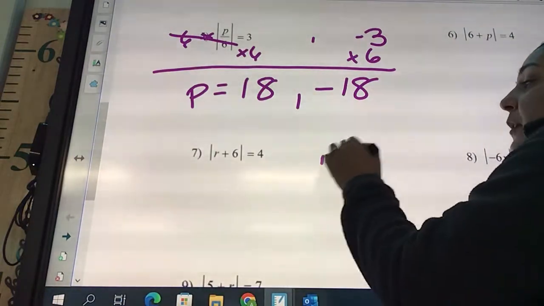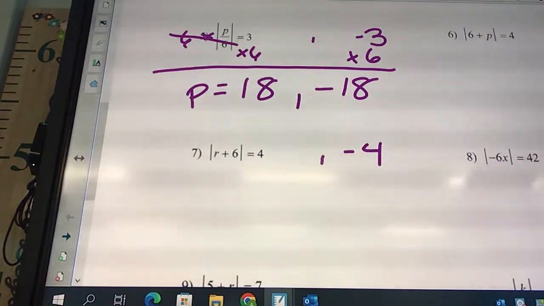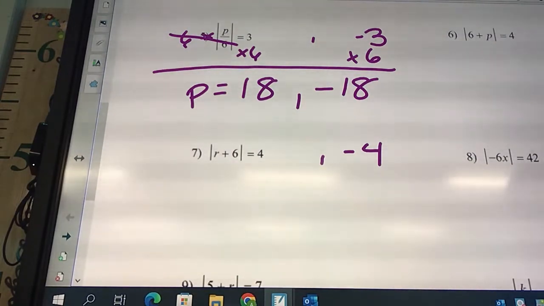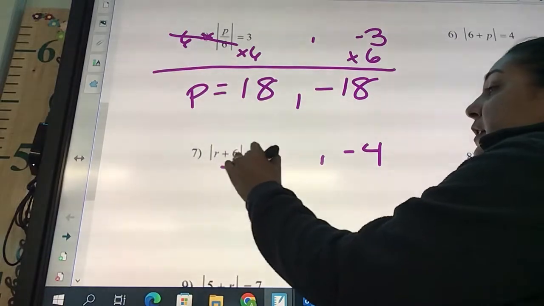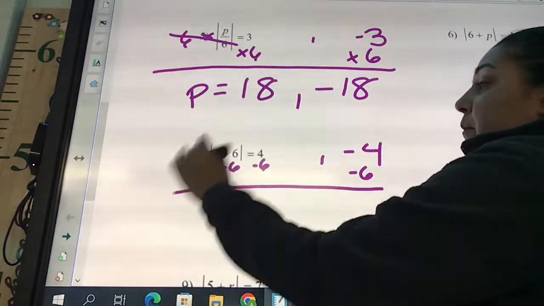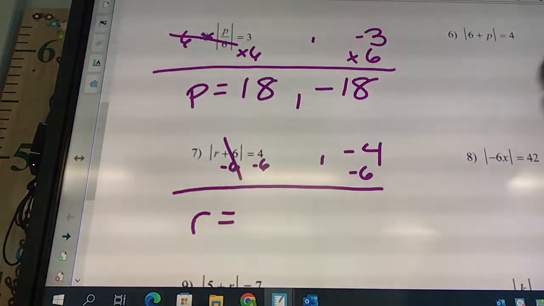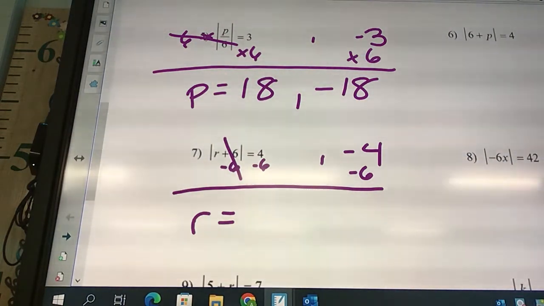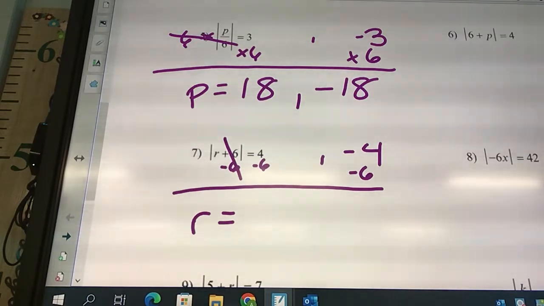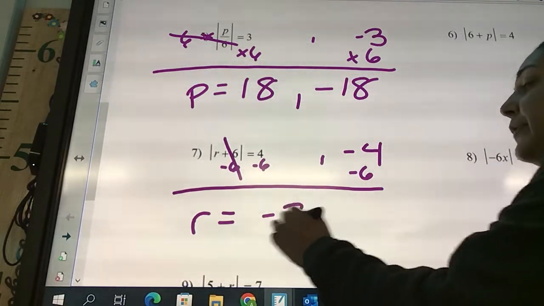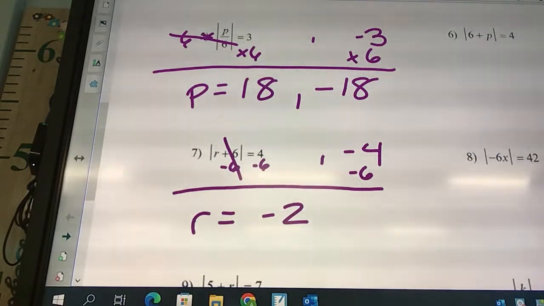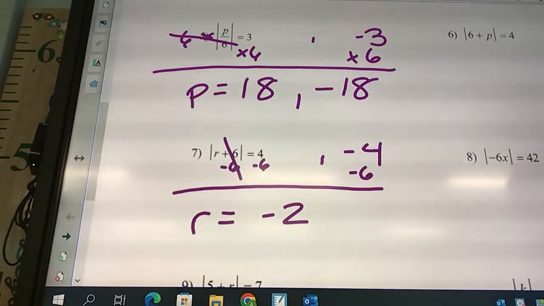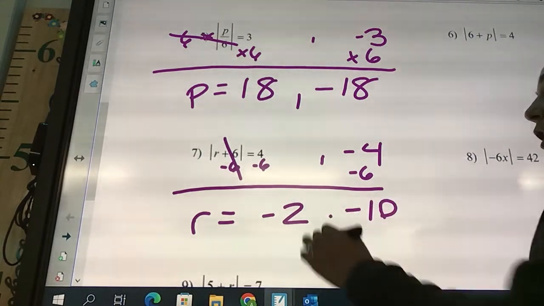We're going to say comma, -4. I got r plus 6. So what do we need to do? It's -6. So we're going to say -6 on all these. What is 4 minus 6? Use your calculator. -2. -4 minus 6. Use your calculator. -10. Are those the same?